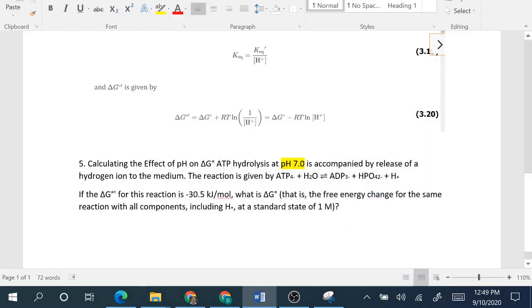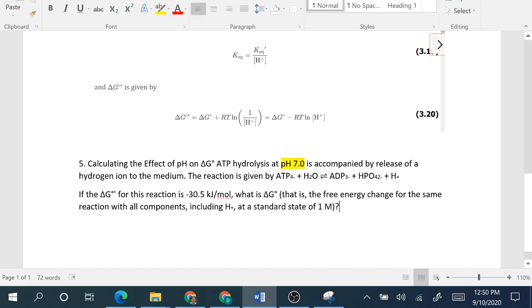For our next problem, we'll be working problem 5 in chapter 3. This problem states that we'll be calculating the effective pH on delta G naught ATP hydrolysis at pH 7, and this is accompanied by a release of hydrogen ion into the medium. The reaction is given by ATP plus water yields ADP plus hydrogen phosphate plus H plus.